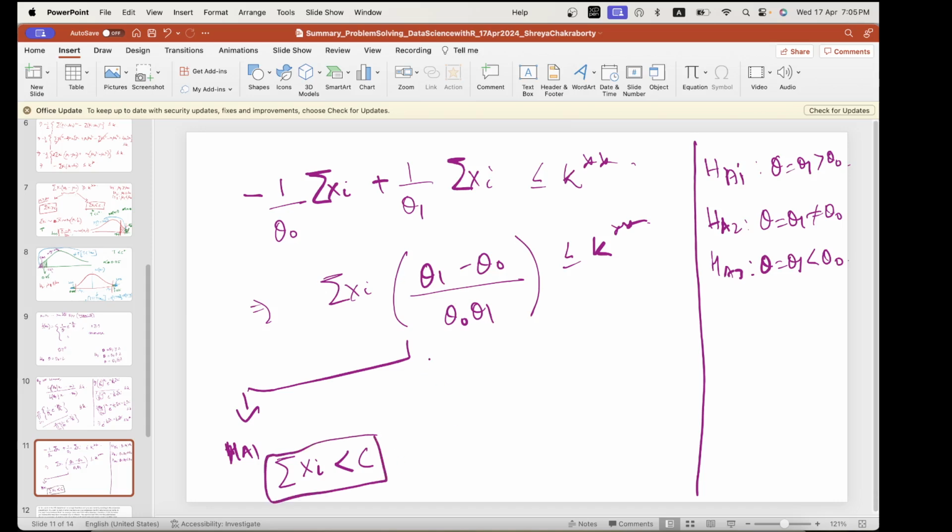And on the other end, if HA3 holds true, then theta 1 will be less than theta naught. As a result, this quantity will be negative, and thus the inequality is going to change. It will become summation xi is greater than c.